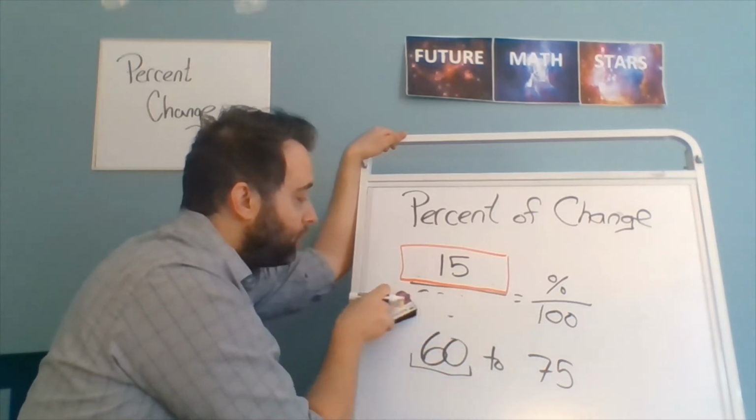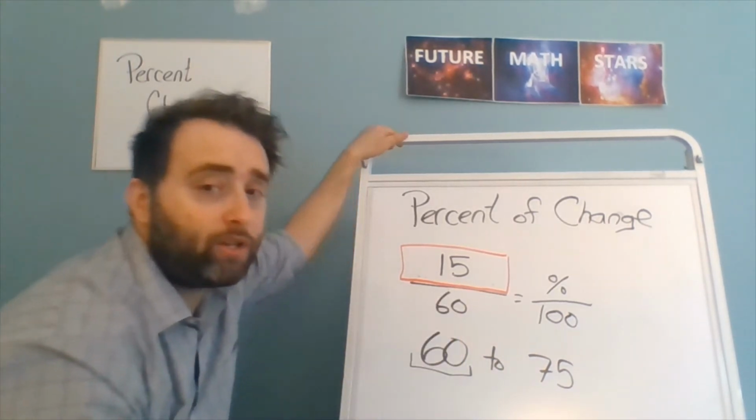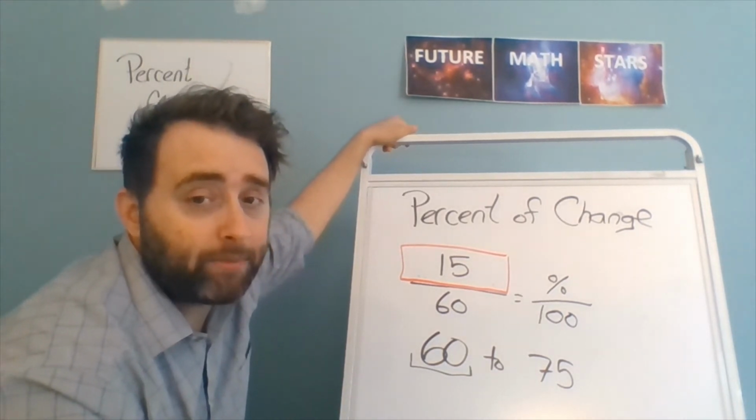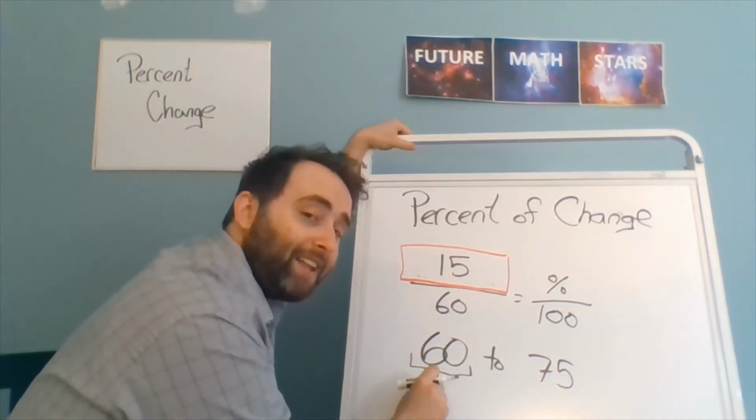Okay, the original, of course, was 60. That's what I'm talking about, the original. Not the bigger number, not the smaller number. It's not always going to be the same. Sometimes you have a decrease, you have an increase. So it's about the original number. Where did you start? You started at 60.